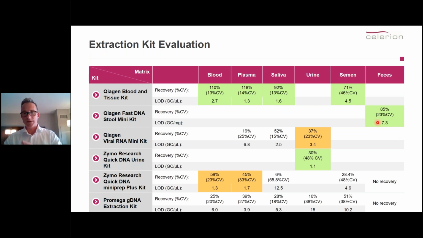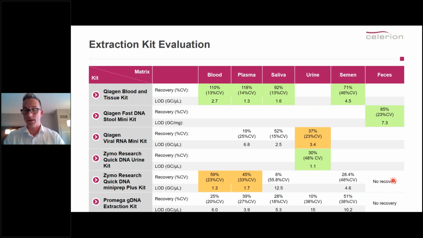For feces as well, this was a very interesting one. We knew the recovery was always very high, so we weren't too worried about that, and that makes sense from a principle point of view. Obviously many people will know that the inhibition can be enormous for feces. However, the extraction kits are now so good that the recovery was very good: 7.3 genomic copies per milligram of matrix, because this comes as a solid. Interestingly, the Zymo kit and the Promega kit both claim to be suitable for feces, but we had absolutely no recovery from those. They were below the limit of detection that we could find in the PCR.